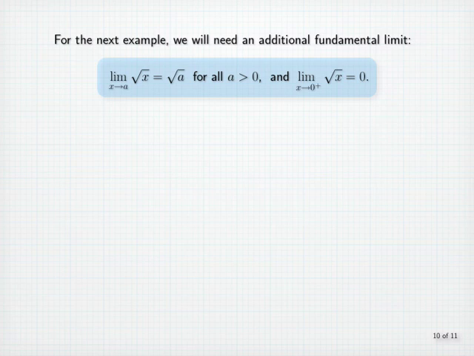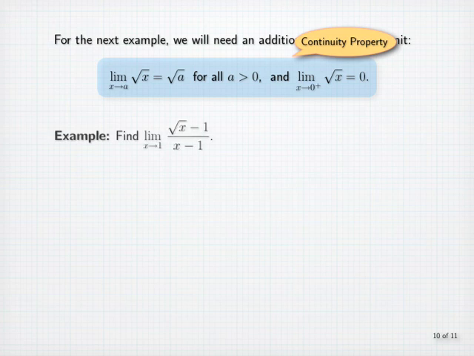Note that we can only talk about the right-sided limit at 0 because the function is undefined for x less than 0. This is another continuity property, this time for the square root function. It says that limit equals value everywhere in the domain of the function.